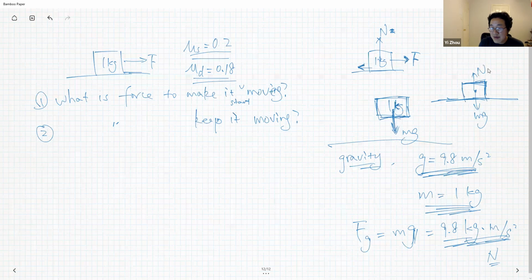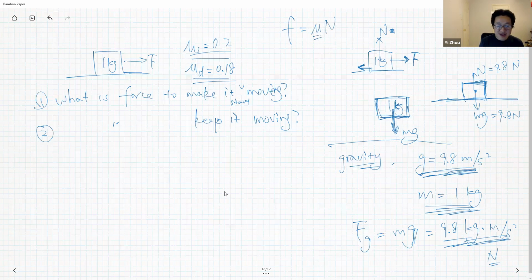So what is the magnitude of this normal force in this case? 9.8 newtons. Right, it's the same as the gravitational force, 9.8 newtons. So when we talk about friction, the friction is the friction coefficient, the mu, a Greek letter, times the normal force. So how do we find the friction between any surface? It depends on the normal force.